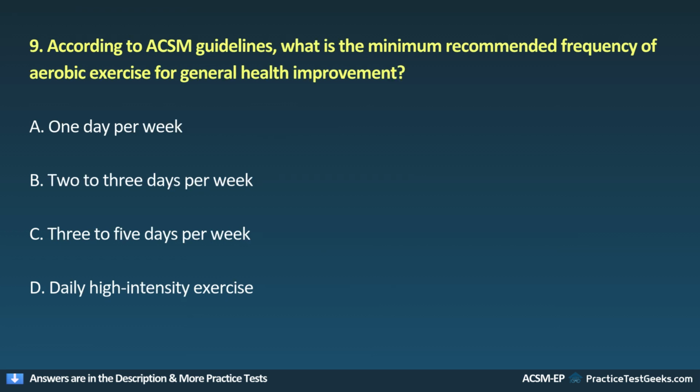9. According to ACSM guidelines, what is the minimum recommended frequency of aerobic exercise for general health improvement? A. 1 day per week. B. 2 to 3 days per week. C. 3 to 5 days per week. D. Daily high-intensity exercise.